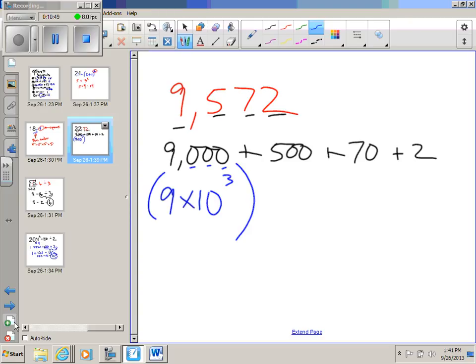What is 1,000 in powers of 10? It's 10 to the 3rd power. 10 times 10 times 10. 1 times 1 times 1 with how many zeros? That's 1,000. Okay? Yes?